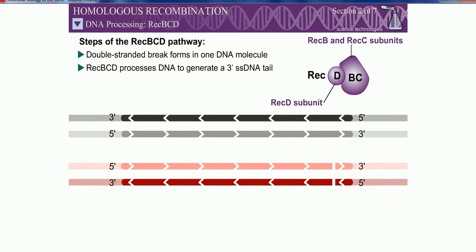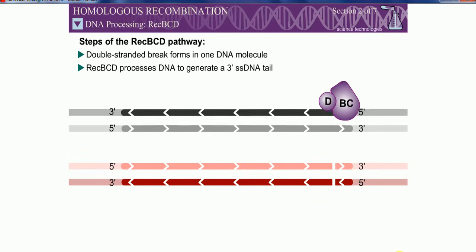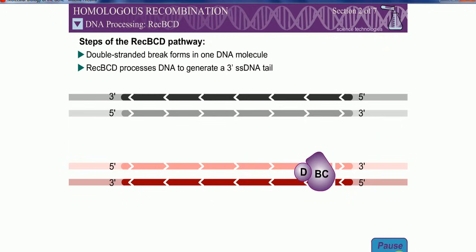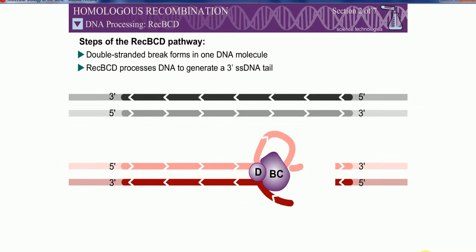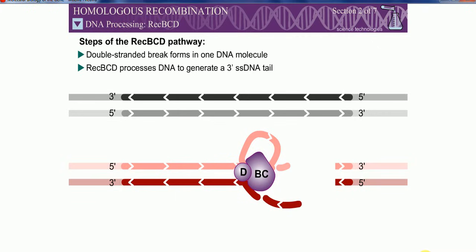RecBCD is composed of 3 protein subunits that are the products of the recB, recC, and recD genes. RecBCD binds to the DNA at the site of the double-stranded break. RecBCD has both helicase and nuclease activities. It tracks along the DNA, unwinding the DNA, and frequently cleaving each strand. The cleaved DNA is destroyed.